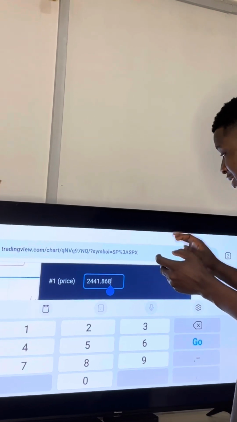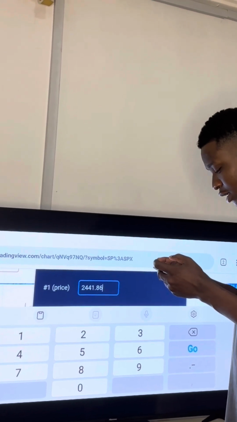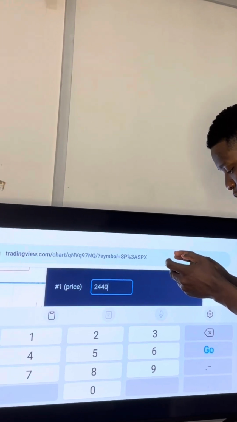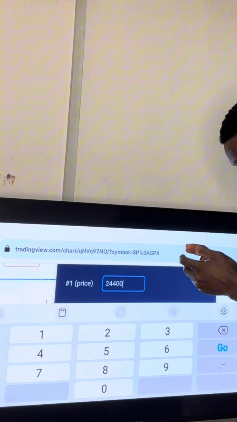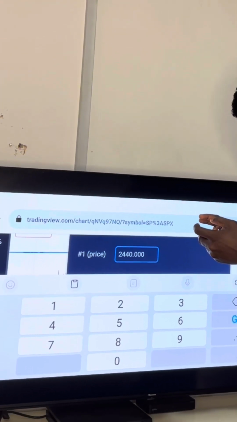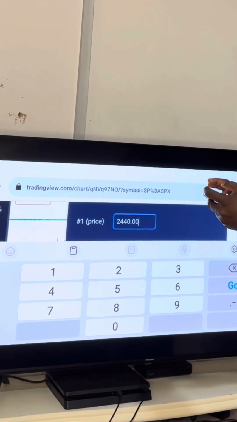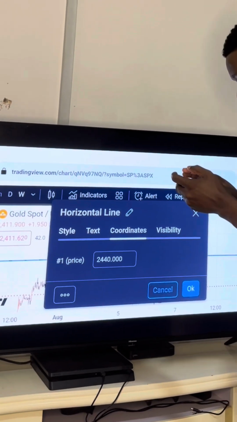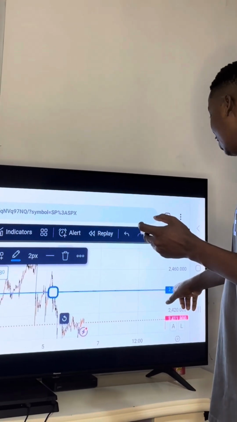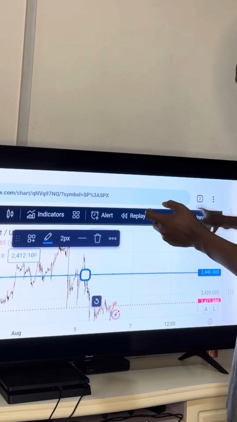To get the right psychological zone, you clear it here like this. It's supposed to be 2440.00. This is your psychological zone. Now look at it, here is a psychological zone. If you want to move down or up, do it like this.